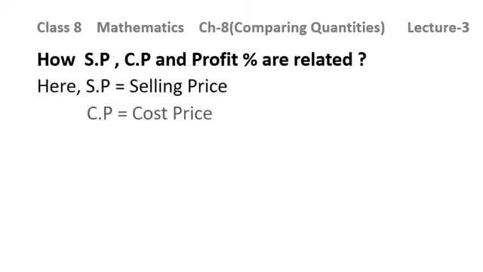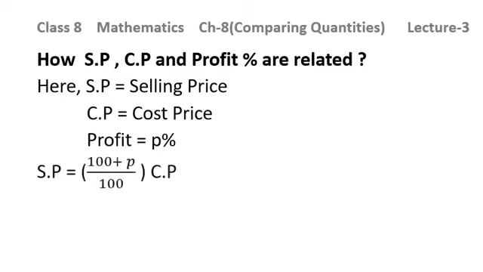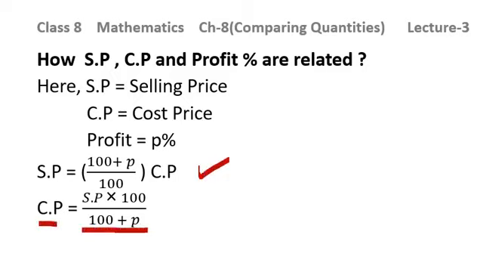Here SP is selling price, CP is cost price, and profit we are taking as P percent. Then SP will be given by (100 plus P) over 100 into CP. If I write this formula in terms of CP, then CP will be SP into 100 over (100 plus P). So whenever SP, CP and profit percent are related and you are supposed to find any one unknown out of these three, you can use either of these formulas, in terms of SP or in terms of CP.